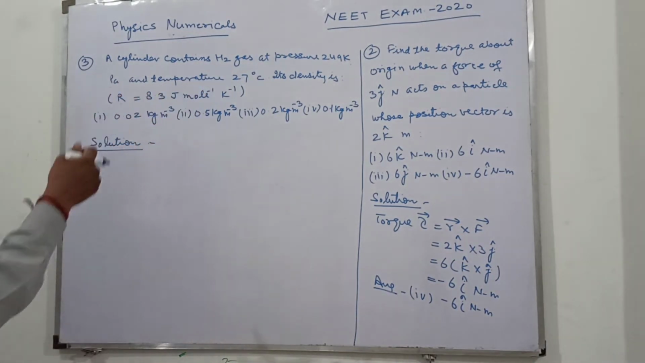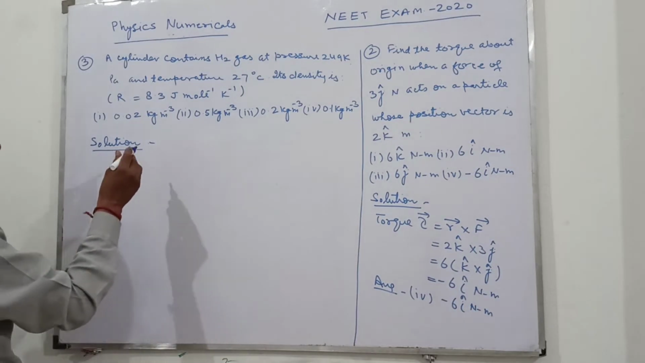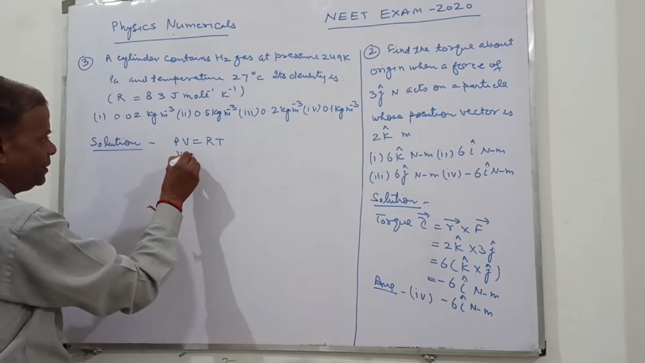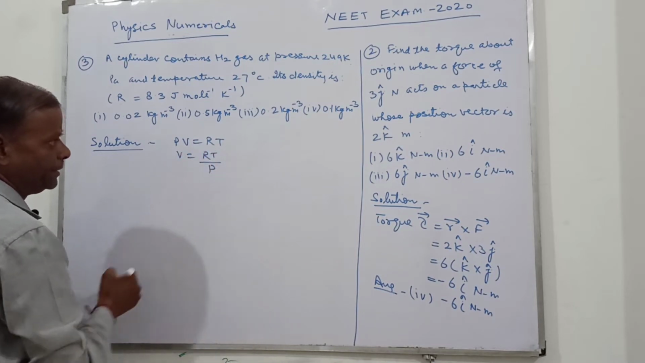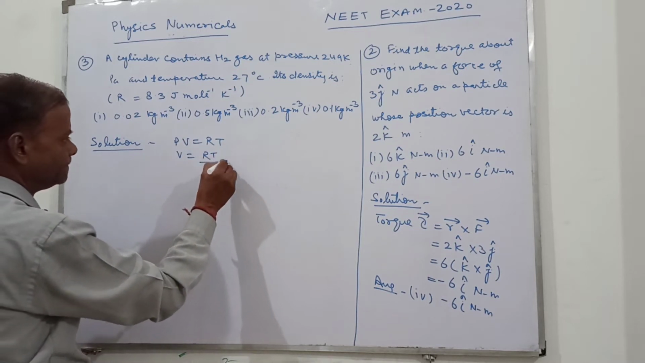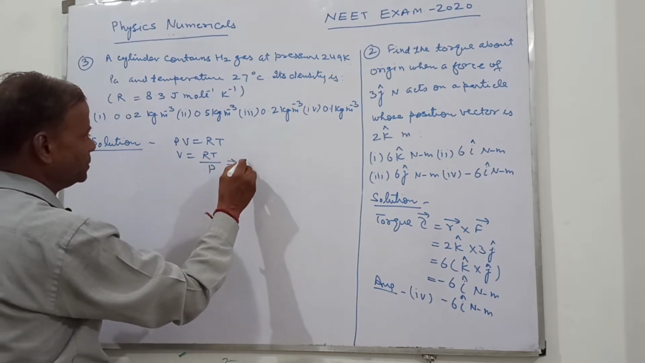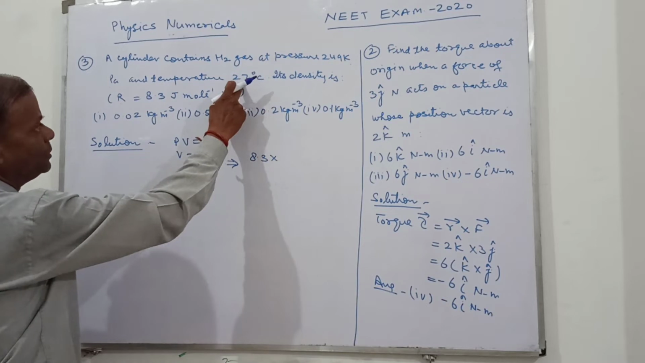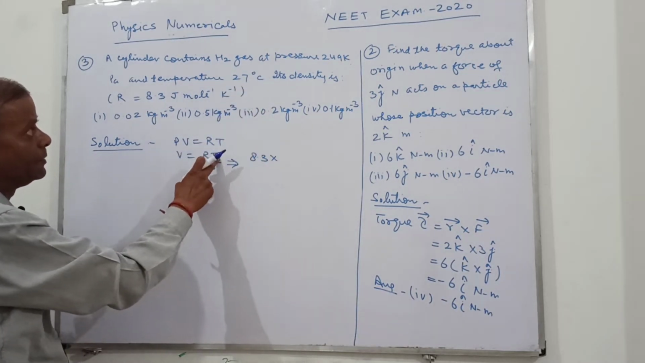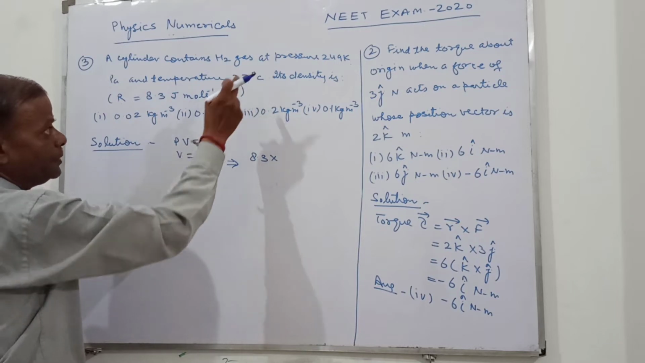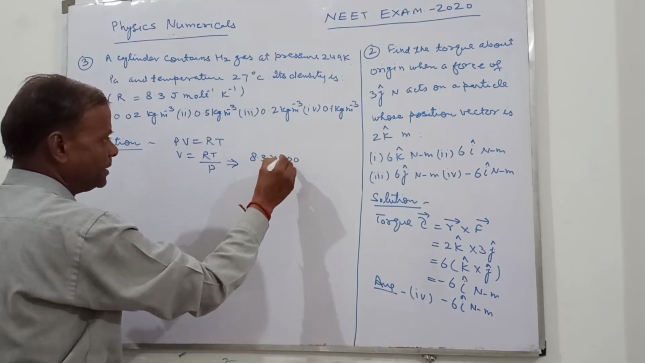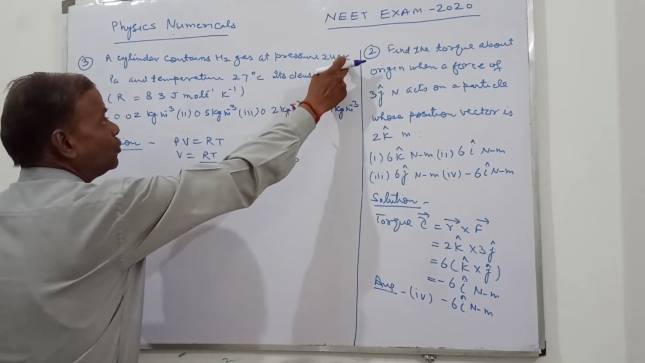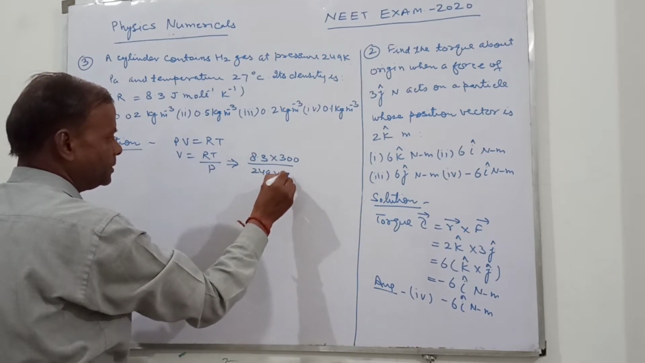Clearly you are given the temperature and pressure, so you have to use the gas equation. PV equal to RT. So V equal to RT upon P. Now here this R is given to be 8.3. T is 27 degrees Celsius, so in Kelvin you add 273, so this will be 300. 300 upon P, which is given to you as 249 kilopascal. Kilo means 10 raised to the power 3.